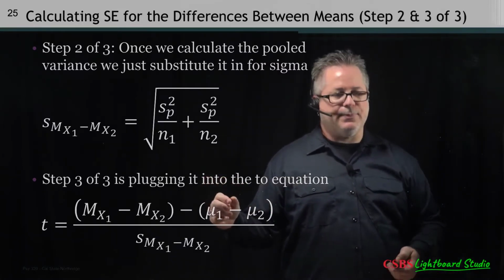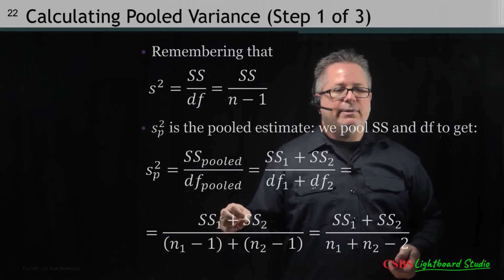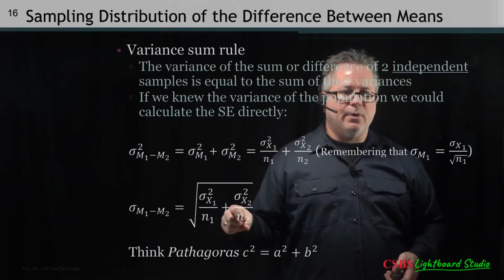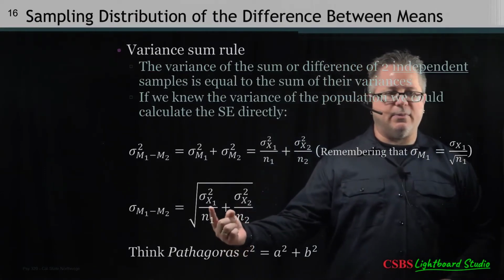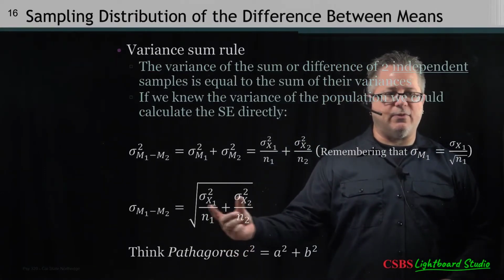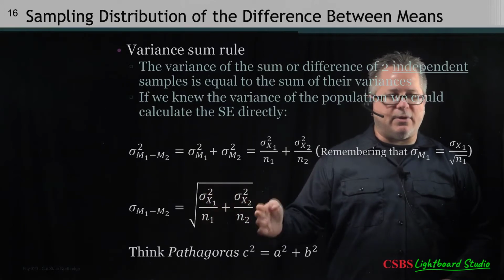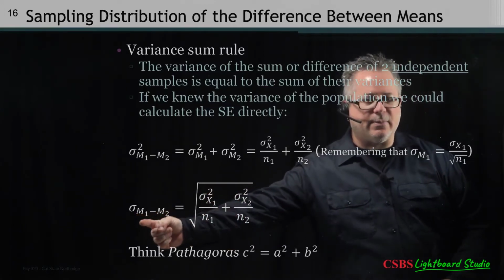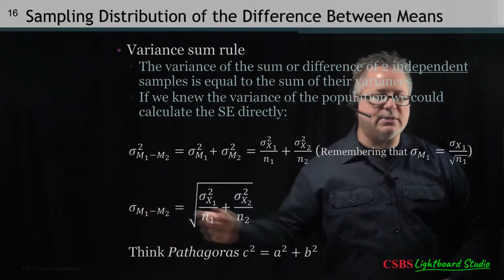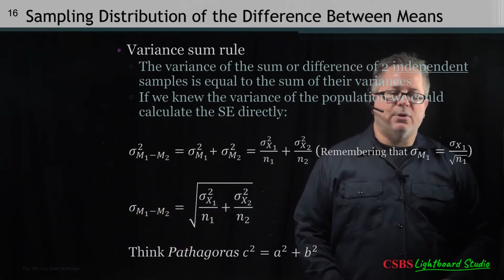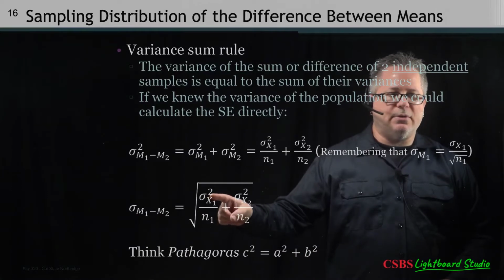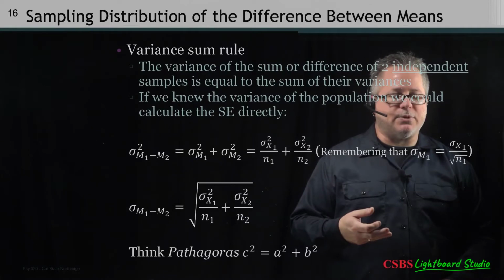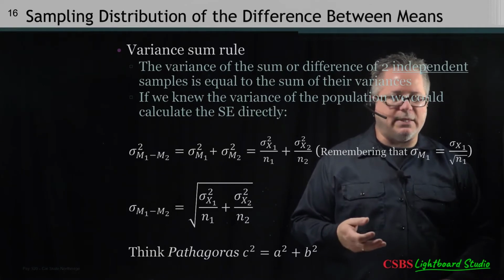Let's go back a few slides. Remember when we found the standard error based on sigma, we had sigma squared for x1, sigma squared for x2. We divided by their n's, simply added them together, and took the square root to get sigma sub m1 minus m2. This is our standard error based on the population values. Well, since I don't know sigma, I've gone through this process of finding the best estimate for sigma, which is our pooled variance, our S squared P.